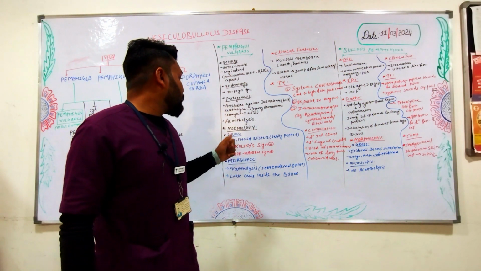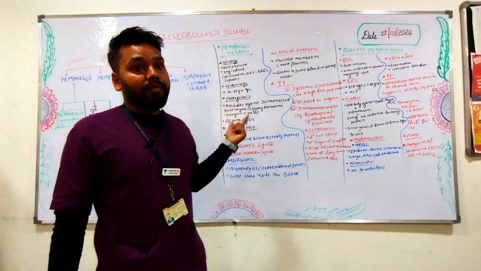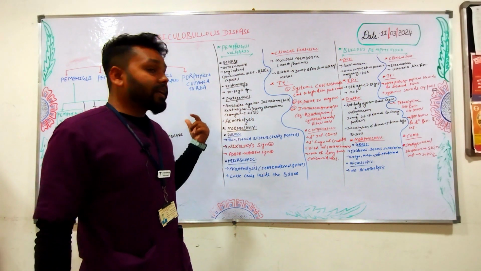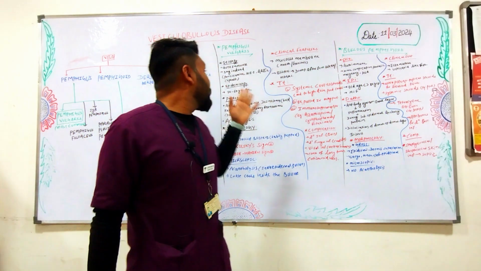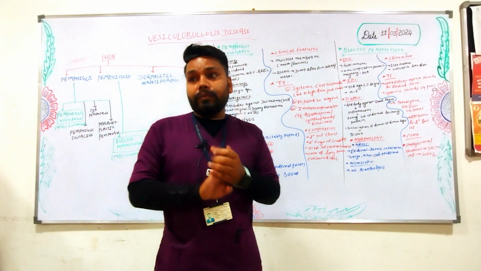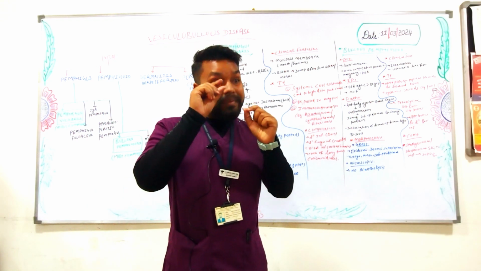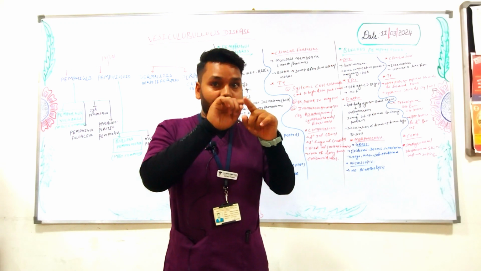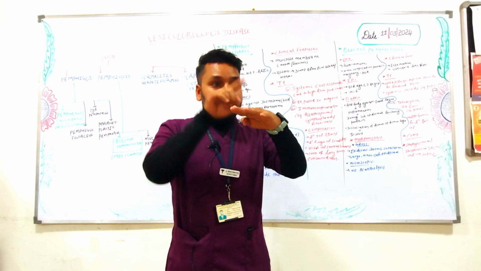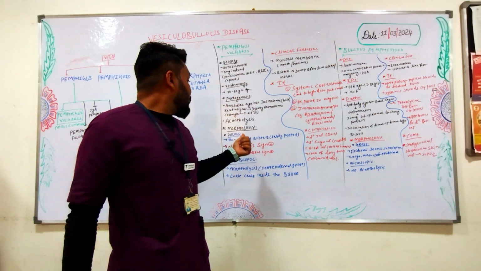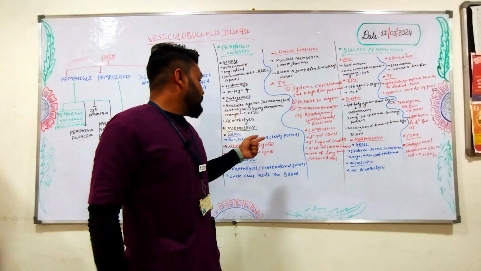Then morphology. There are two different types of morphology: gross, that is physical, and microscopic. Physically, how can we diagnose pemphigus vulgaris? If you see the bullae of pemphigus, they will be thin. The layer of skin on the bullae is very thin, and if you push it, it will pop out. So it is flaccid, meaning it will easily break, easily pop.